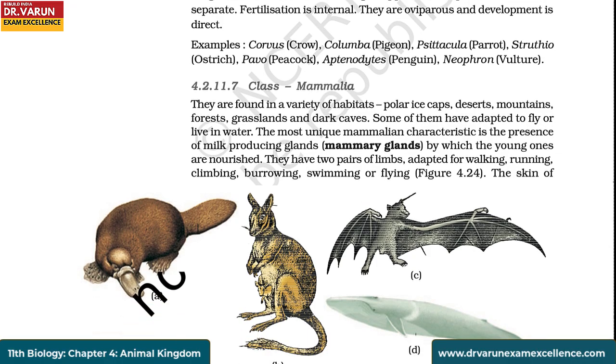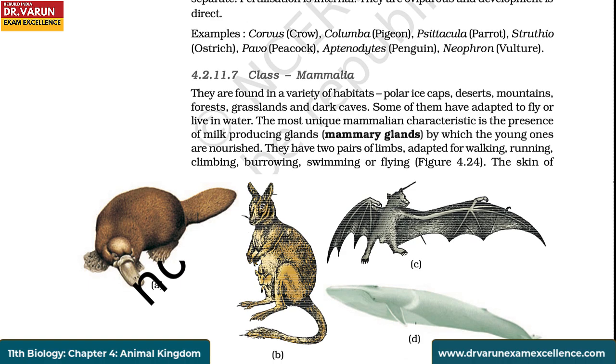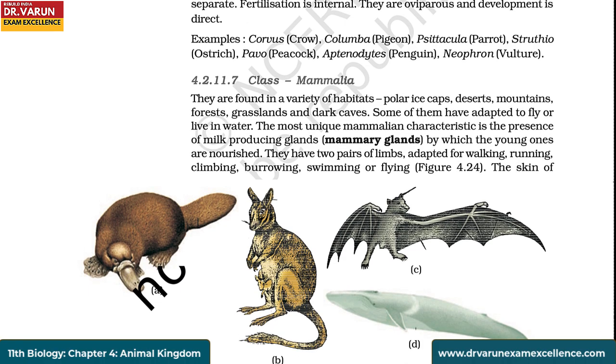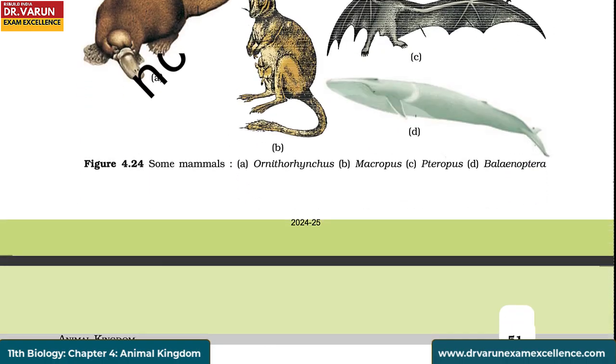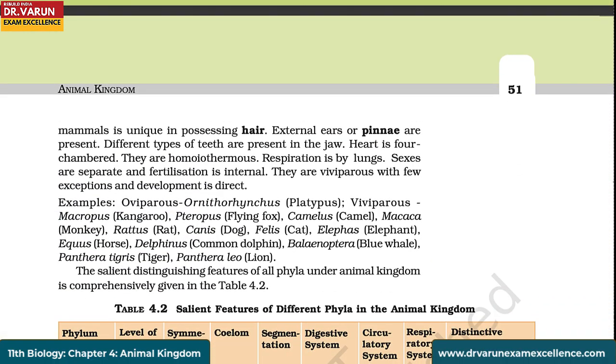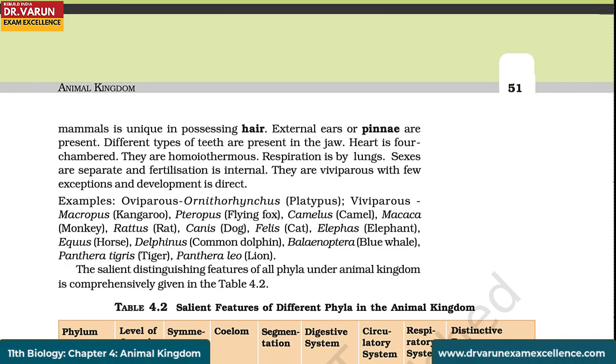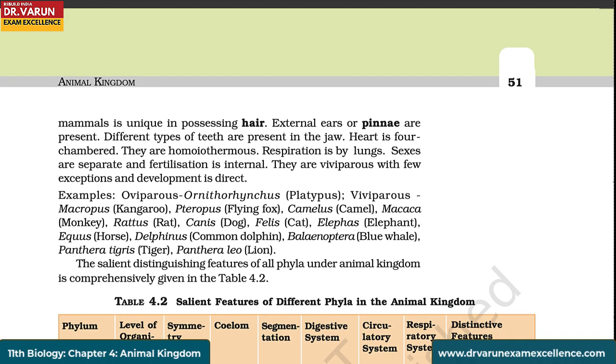Class Mammalia. They are found in a variety of habitats: polar ice caps, deserts, mountains, forests, grassland, and dark caves. Some of them have adapted to fly or live in water. The most unique mammalian characteristic is the presence of milk producing glands or the mammary glands by which the young ones are nourished. They have two pairs of limbs adapted for walking, running, climbing, burrowing, swimming, or flying. The skin of mammals is unique in possessing hair. External ears or pinnae are present. Different types of teeth are present in the jaw.